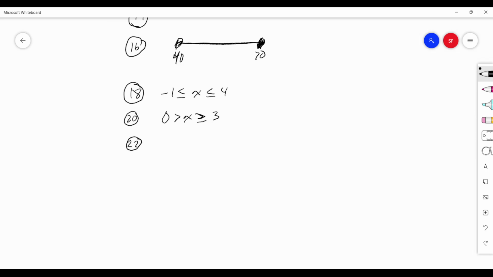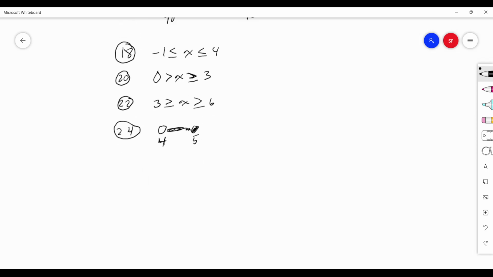Number 22 is the same idea. 3 is greater than or equal to x is greater than or equal to 6. Number 24 is an open circle at 4 and a closed circle at 5, shaded between them.